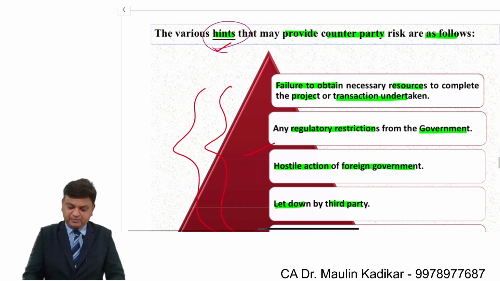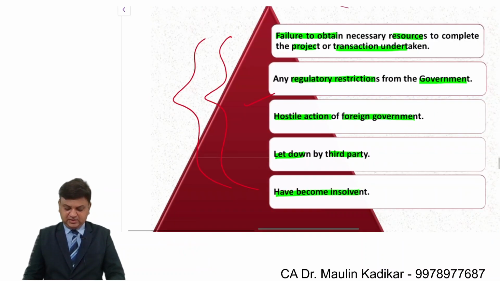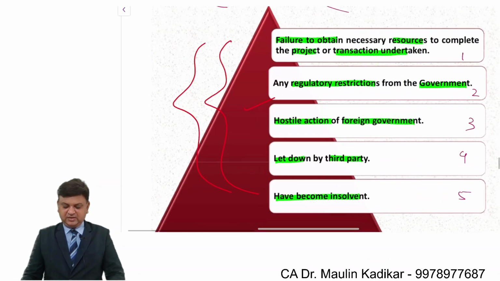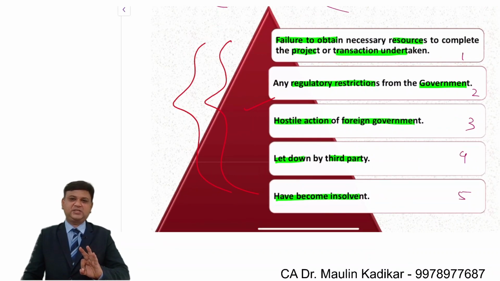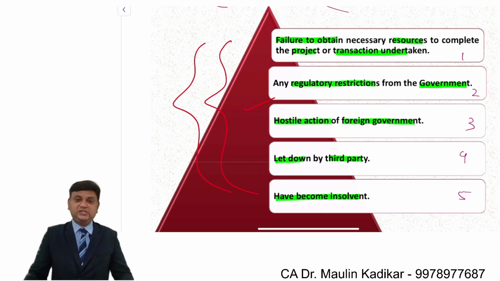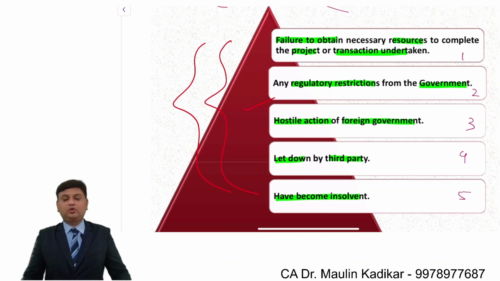So the hint that may provide the counterparty risk: 1, 2, 3, 4, 5. These 5 things are there, and of course your answer has to be to the point, friends. Of course we are going to go through the suggested answers also, in which you will find that they are providing very precise answers.